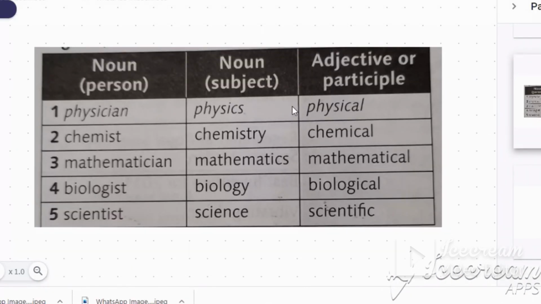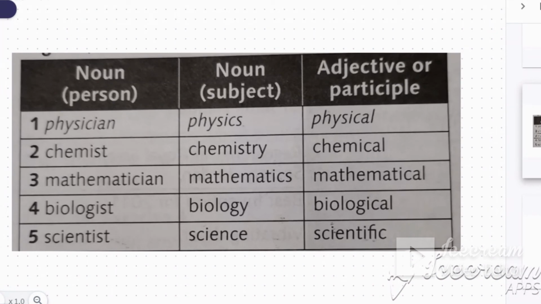Let's continue the exercise like this table. Physician, physics, physical. Chemist, chemistry for the subject and chemical, which is the adjective. Mathematician, mathematics, mathematical. Biologist, biology, biological. Scientist, science, scientific. Okay. Now these are the answers for our lesson for today. That's all for today. Write the answers in your book. Thank you and thanks for listening.